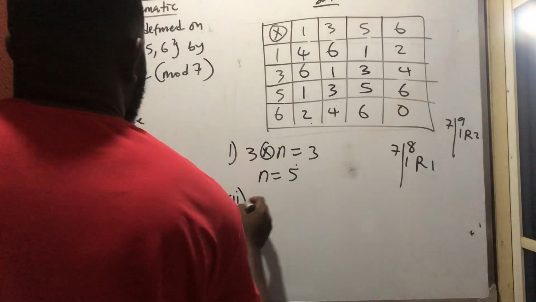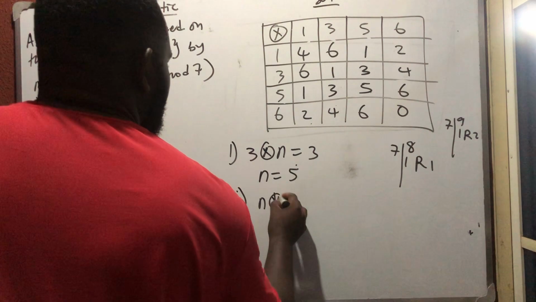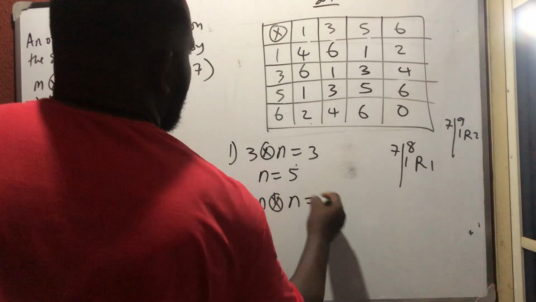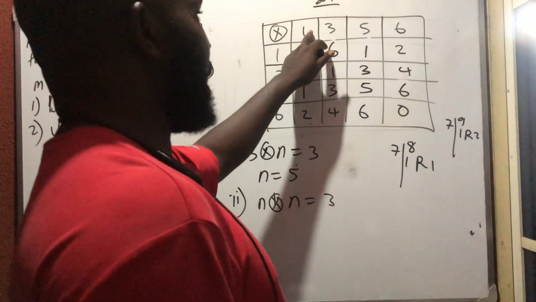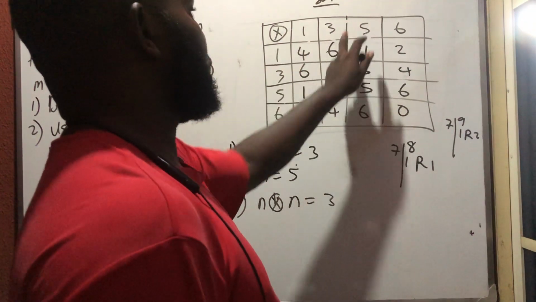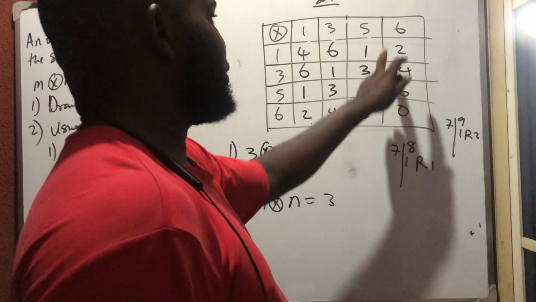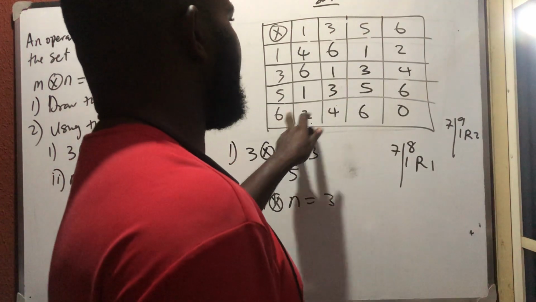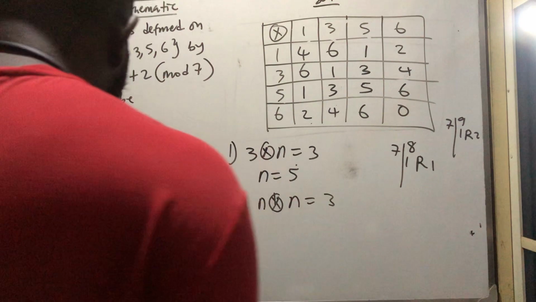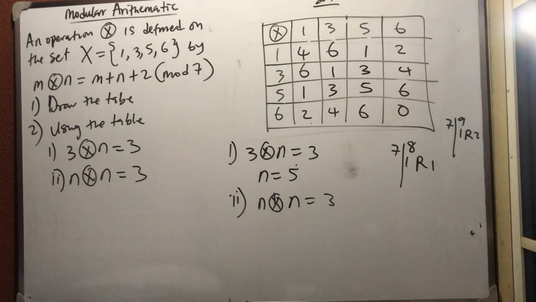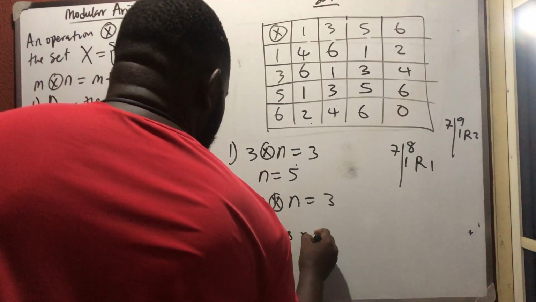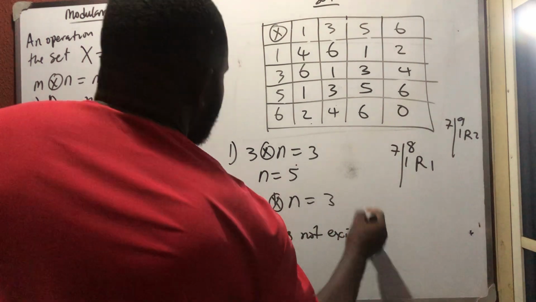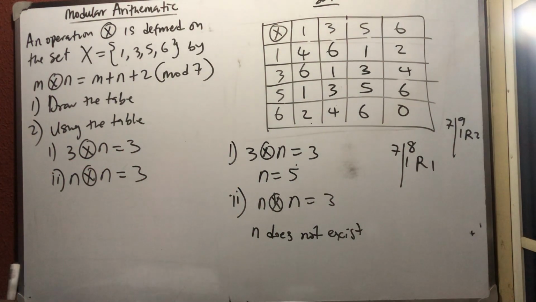Now, the second one said something operates on itself to give you 3. 1 operates on 1 did not give us 3. 3 operates on 3 did not give us 3. 5 operates on 5 did not give us 3. 6 operates on 6 did not give us 3. So it doesn't work. So n does not exist. As simple as that.